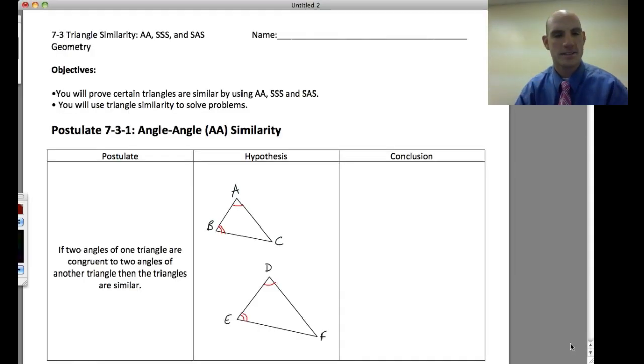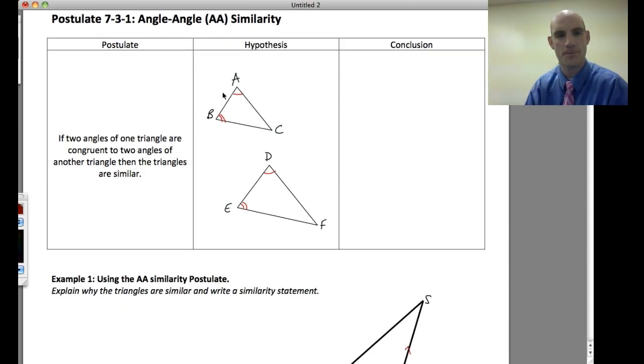Alright, welcome back. Today's lesson we're going to talk about similarity. And we're going to use a couple of theorems, kind of like what we've done before, to prove things about triangles this time. Our objectives are to prove certain triangles are similar by using angle-angle, side-side-side, and side-angle-side. A little bit different than what we've used before, so pay attention to those. And we're going to also use triangle similarity to solve problems. Okay, so let's get right into it.